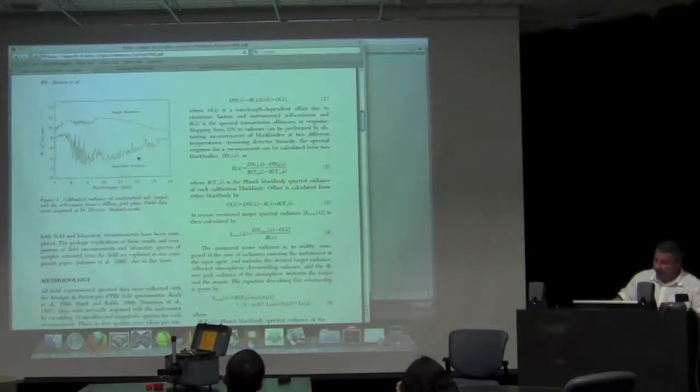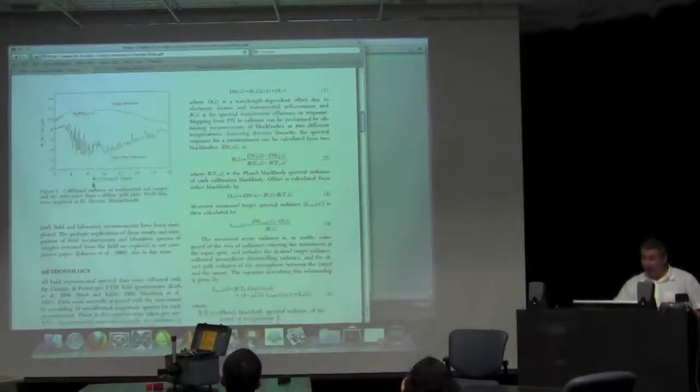This is a measurement of the downwelling radiance off that gold plate. So you measure the gold plate, and this is what the atmosphere looks like as a function of wavelength. You're looking here from 7 to 14 microns. So it's calibrated radiance.